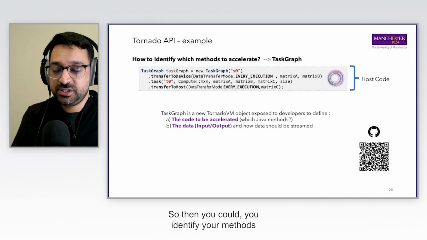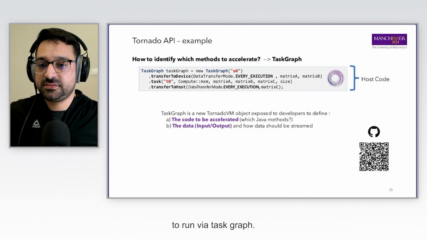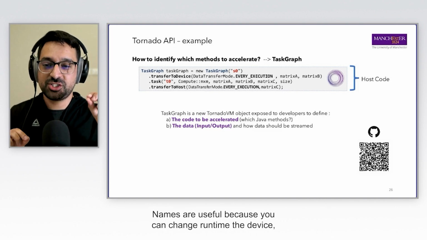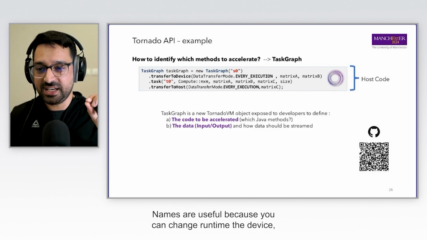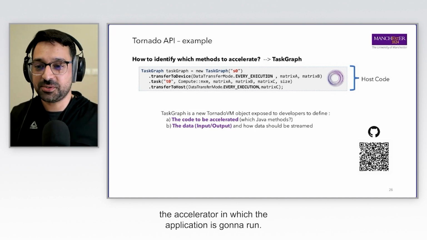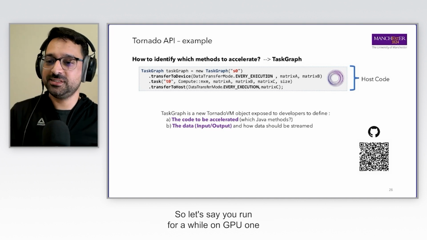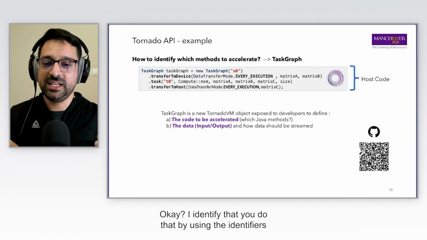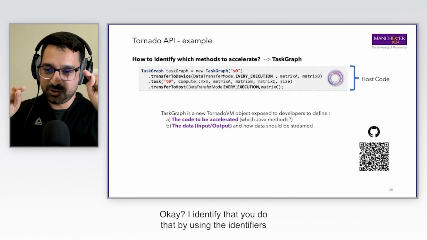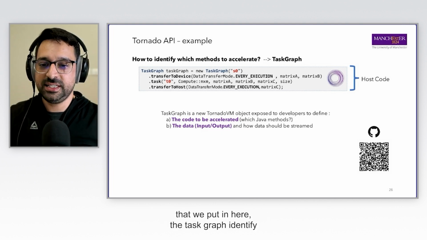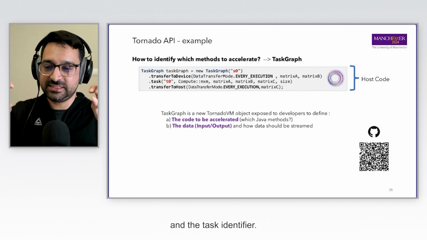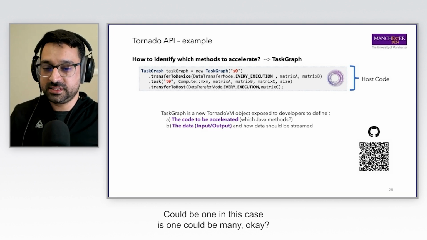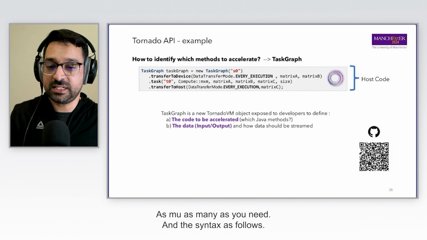Then you identify your methods to run via the task graph. And here I show you an example. You create a task graph, you give it a name. Names are useful because you can change at runtime the device, the accelerator, on which the application is going to run. So let's say you run for a while on GPU 1, and then you switch to GPU 2. You don't have to restart your application. Tornado can do it. You do that by using the identifiers that we put in here, the task graph identifier and the task identifier. So the task graph contains many tasks, could be one, in this case it is one, could be many, as many as you need.